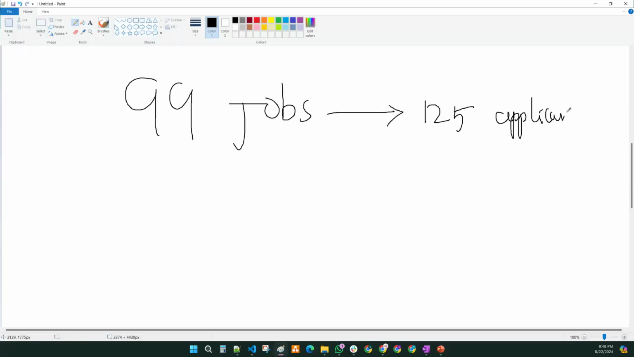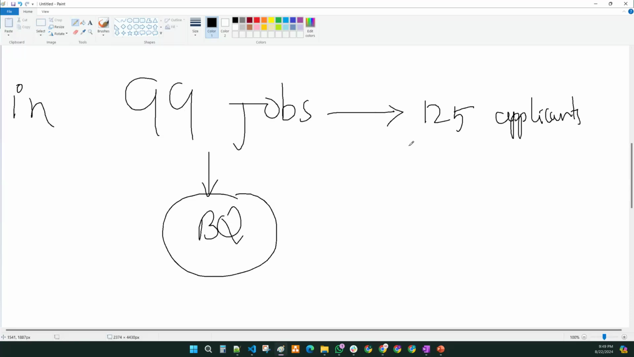Can you guess it, guys? See, people, when I'm saying this, people are not listening to me. One of the guys who is working in Infosys is telling that 99 jobs are there in Infosys for BigQuery. He just updated us. For BigQuery, only 125 people applied. Now tell me, guys, how much demand is there for GCP data engineers, only for BigQuery itself? I'm telling you, not even for other tools also.